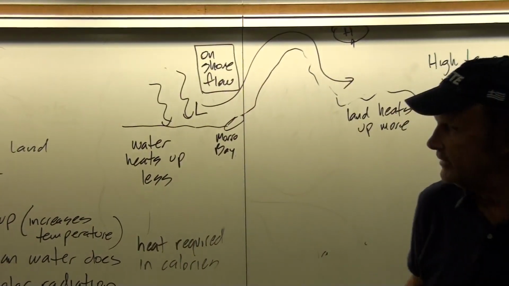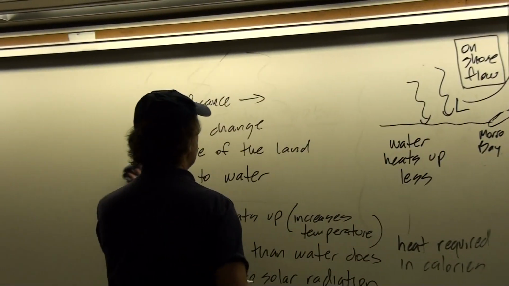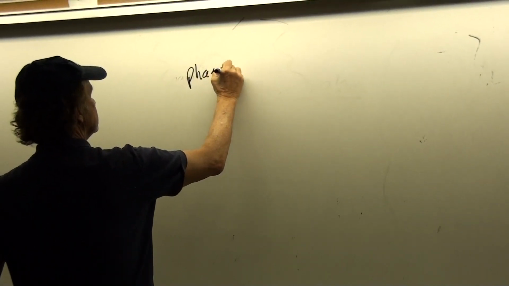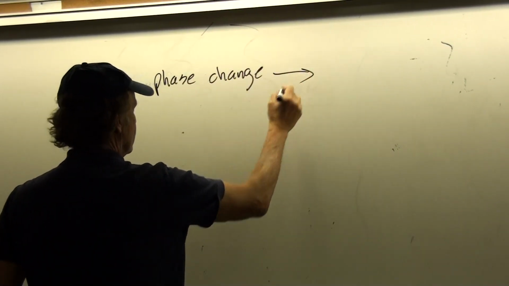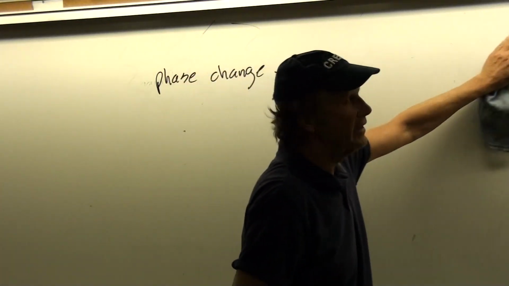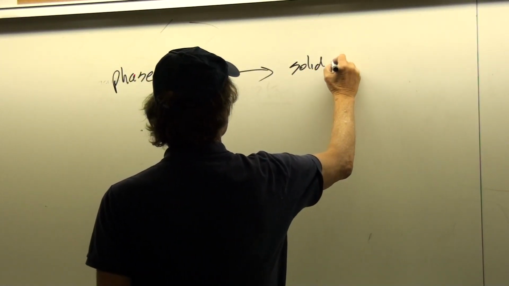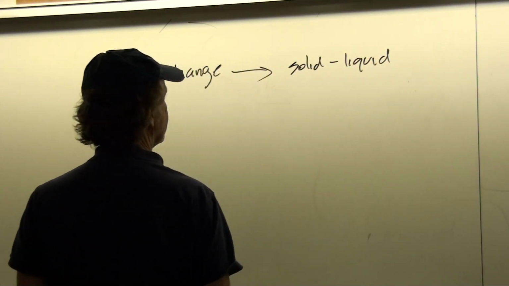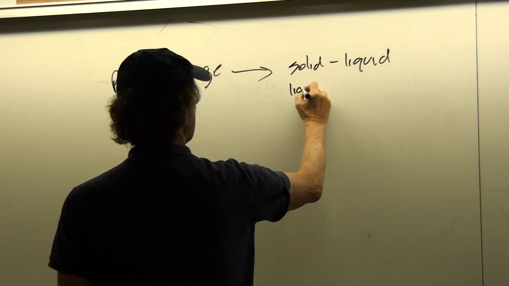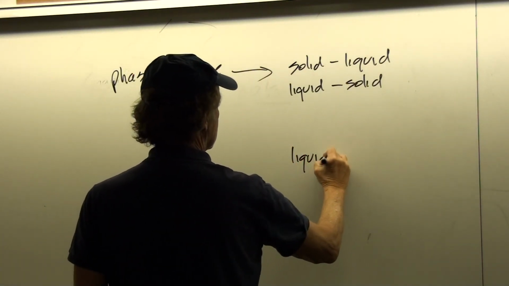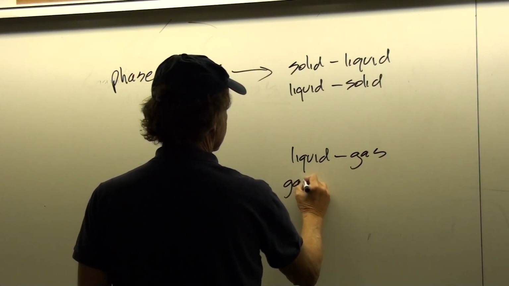Now, we also can have phase changes, and this is associated with different aspects of the weather as well. When we talk about a phase change, what we're referring to here is typically one of two different processes. We can either have solid to liquid. This would be considered a phase change. Or conversely, liquid to solid. Or we could have liquid to gas, or gas to liquid.